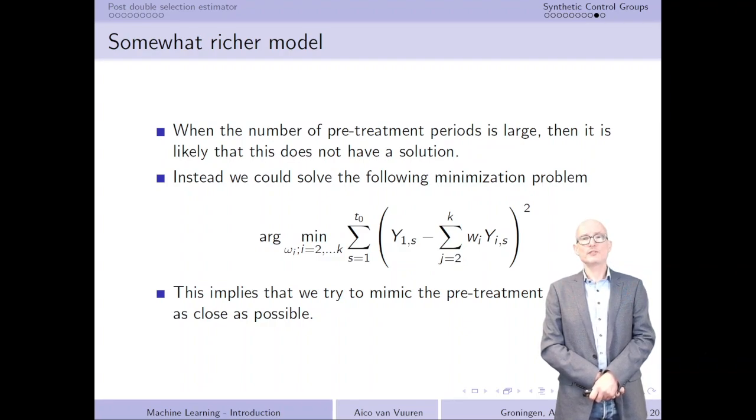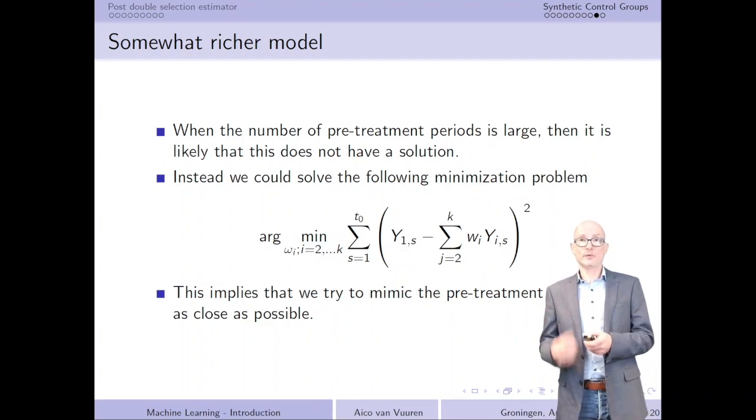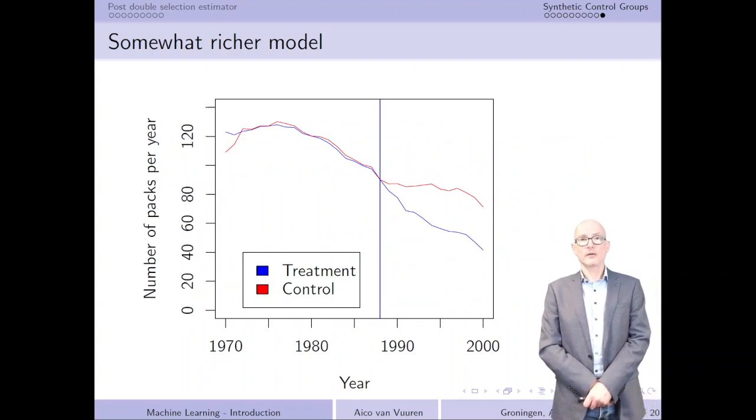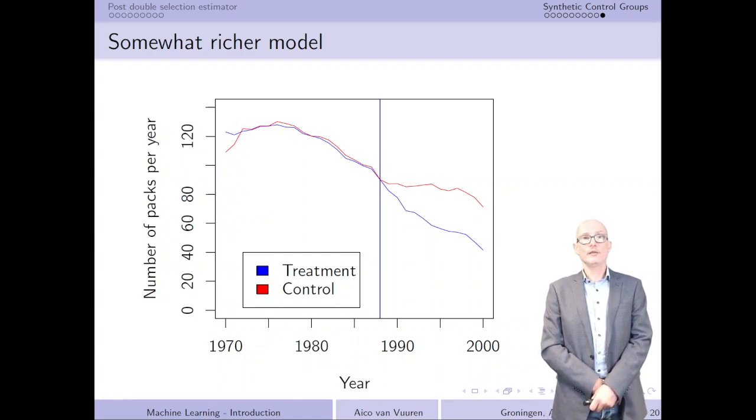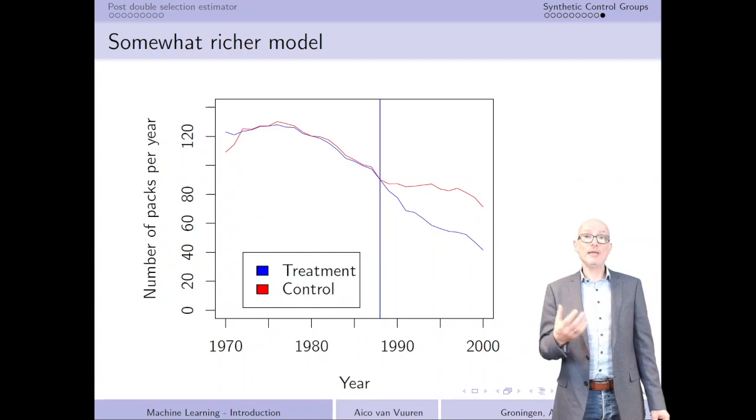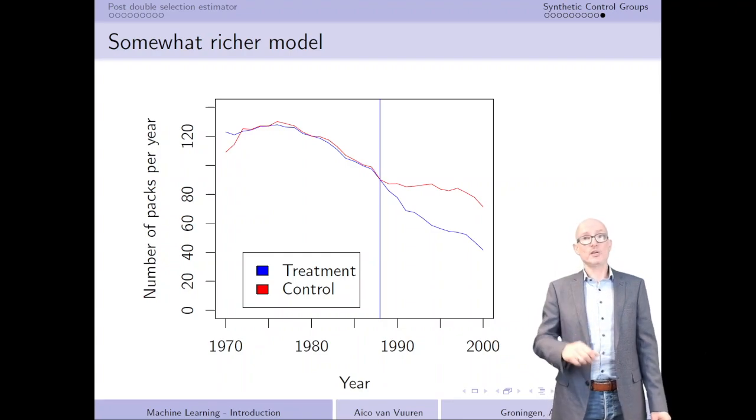In words, this implies that we try to mimic the pre-treatment outcomes as closely as possible between the control and the treatment group. How is this going to look in our case? Well, we still have the year on the x-axis and the number of packages per year on the y-axis. In the period between 1970 and 1988, the vertical blue line is nothing else than a line at 1988, the last period before treatment. We see that we have set the omegas in such a way that the red and the blue curve are as close as possible to each other.